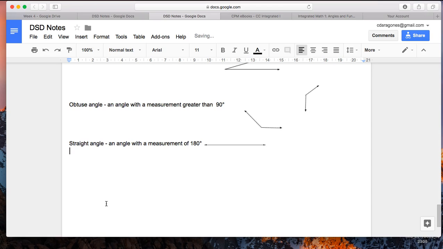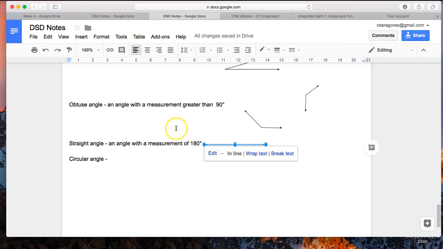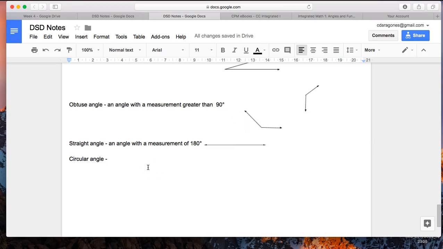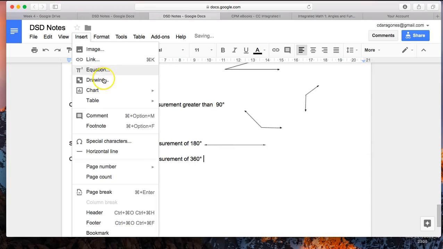All right, so the last type of angle we're going to learn about today is a circular angle. So a circular angle, so a 180-degree angle starts at 90 and then goes another 90, right? Well, a circular angle is an angle with a measurement of 360 degrees. So essentially, it goes around in a full circle. So let's do an example of that.